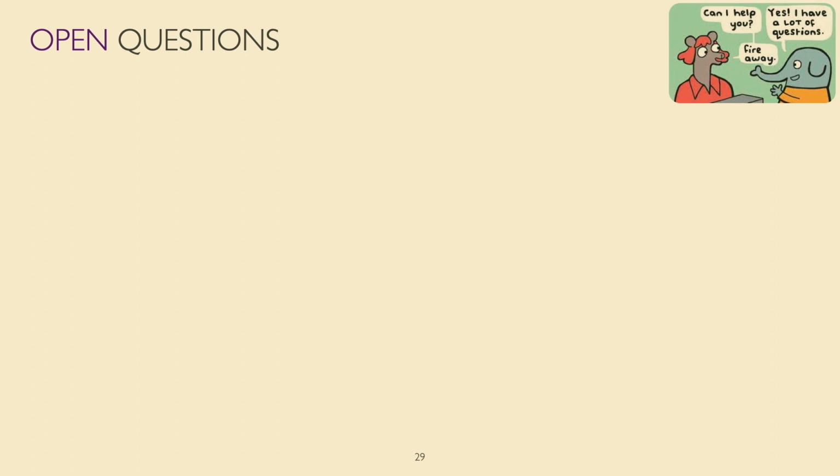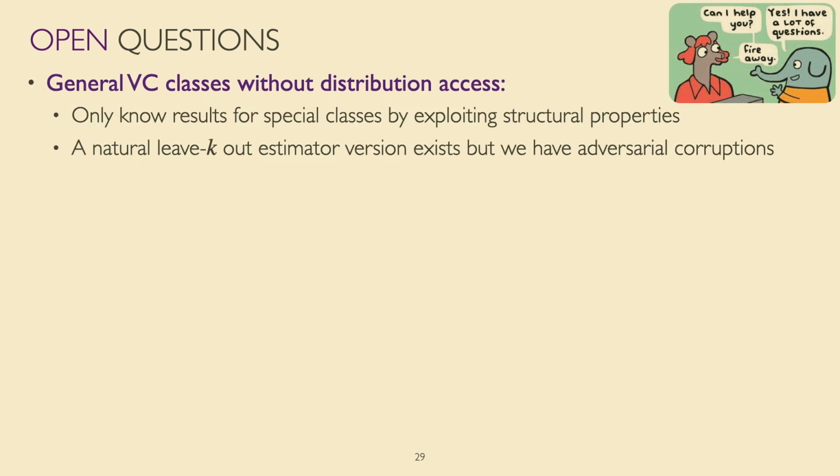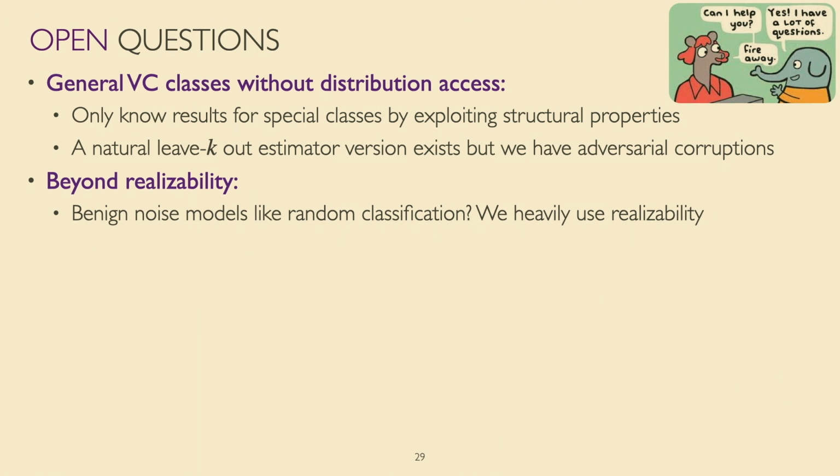I'll just end with some open questions, because there are a lot of open questions. General VC classes without distribution access: we don't know these results. There's the natural leave-k-out estimator, but I don't know how to prove that with adversarial corruptions it's actually a good estimator. So maybe some ideas there would be useful. In conformal prediction, I think they estimate these, but they have exchangeability that we don't have because we have corrupted examples. Beyond realizability: I assumed realizable, and that was very important for all these arguments.